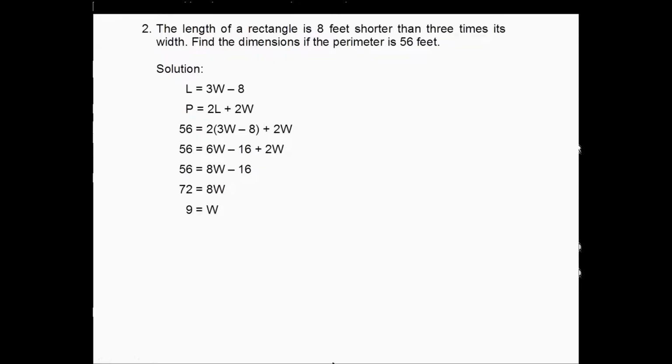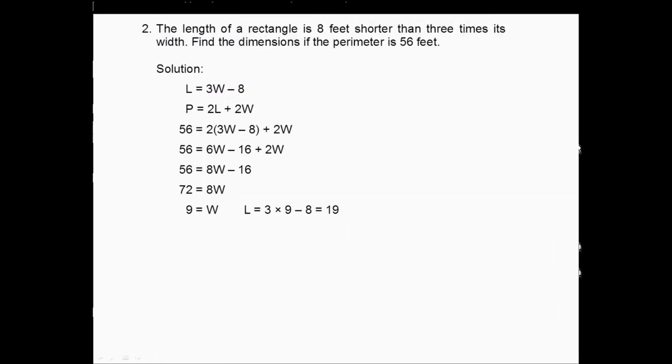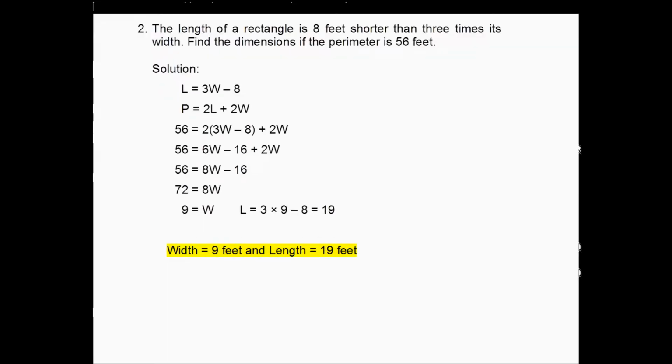Now that we have W, go back up here and replace W with 9 to get L. So L is going to be 3 times 9 minus 8, which is 19. 3 times 9 is 27. 27 minus 8 is 19. So the width is 9 feet. The length is 19 feet. And there's our perimeter.